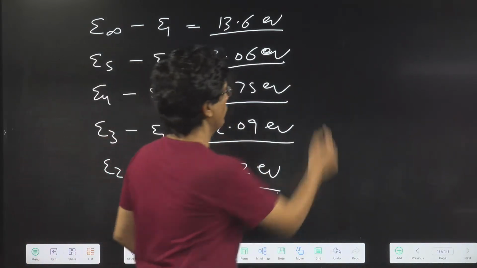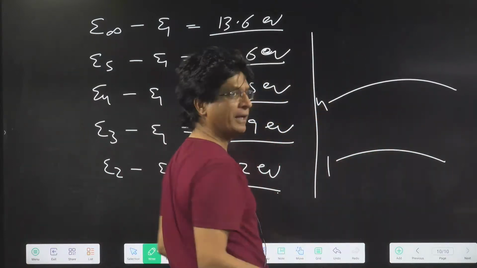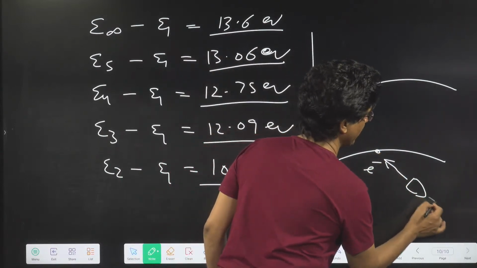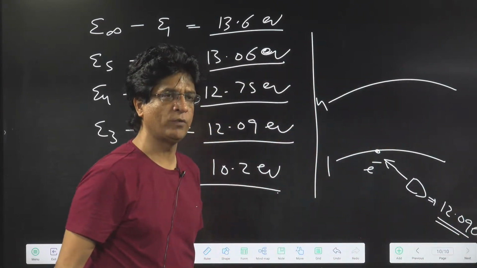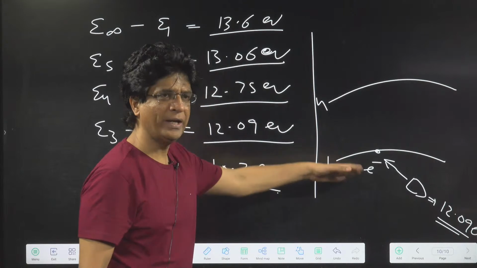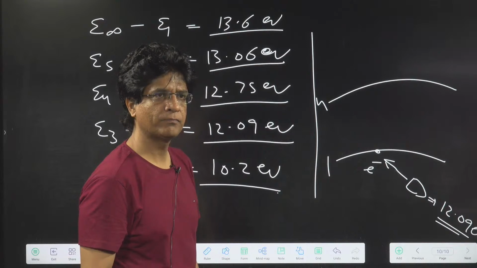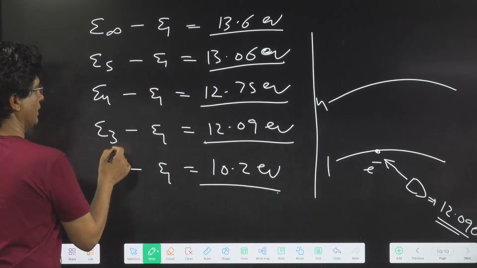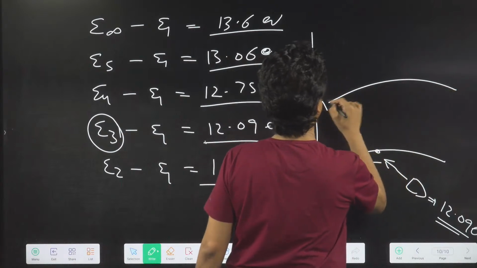For example, in a hydrogen atom, if this is orbit number 1, this is orbit number n, and this electron is out here, a photon comes of the energy 12.09 electron volt. Where will it go? It will go to E3. Very good. This will go to orbit number 3.